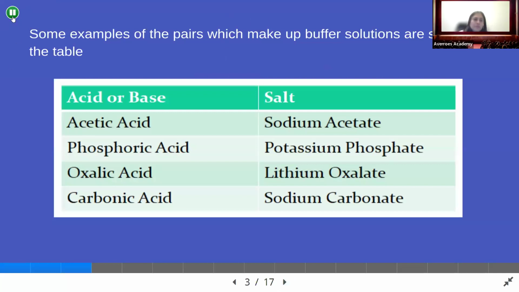So some examples of the pairs which make up buffer solutions are shown here in the table. You can have acetic acid with sodium acetate, phosphoric acid with potassium phosphate, oxalic acid with lithium oxalate, and carbonic acid with sodium carbonate. And we'll go through an example.